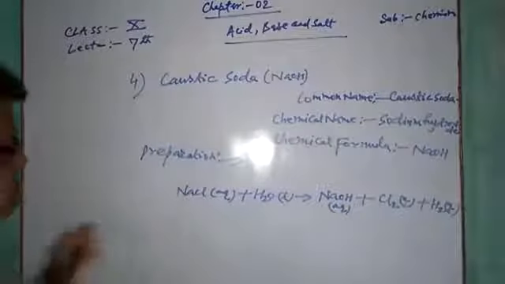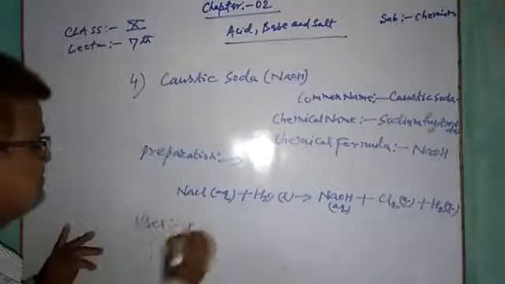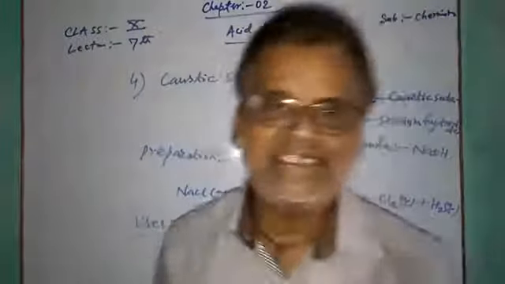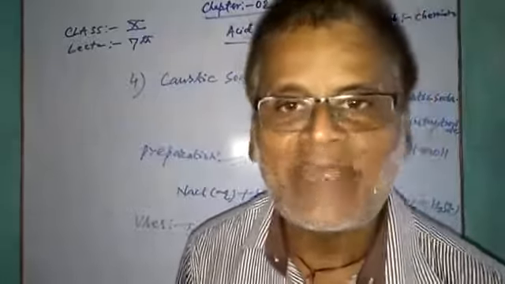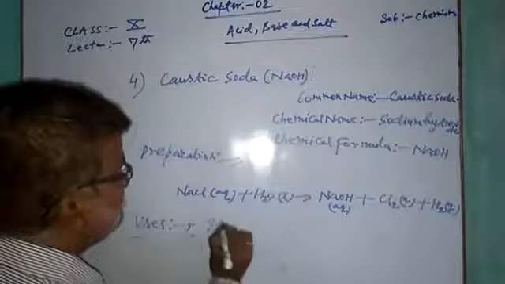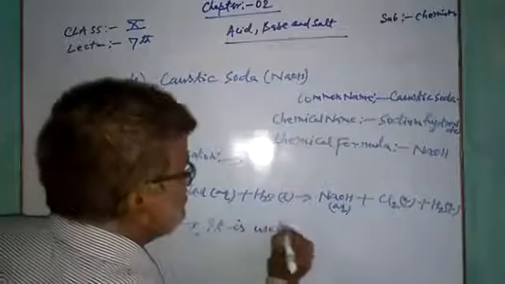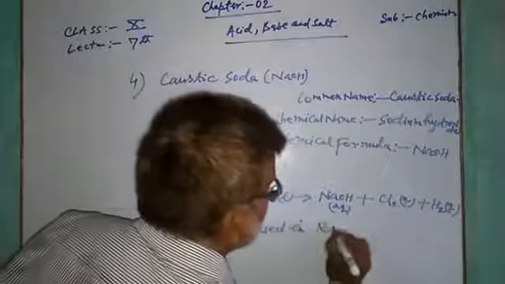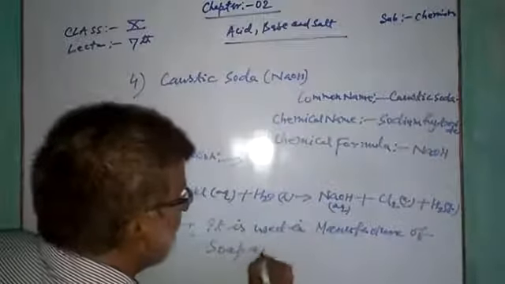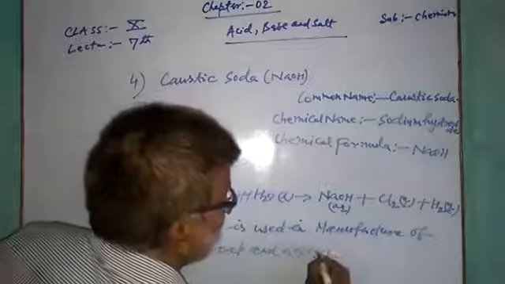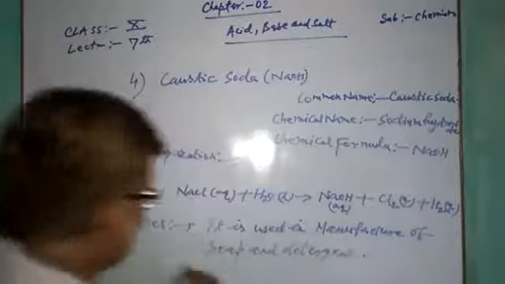Uses. Sodium hydroxide, or we can say caustic soda, is used in the manufacture of soap and detergent.